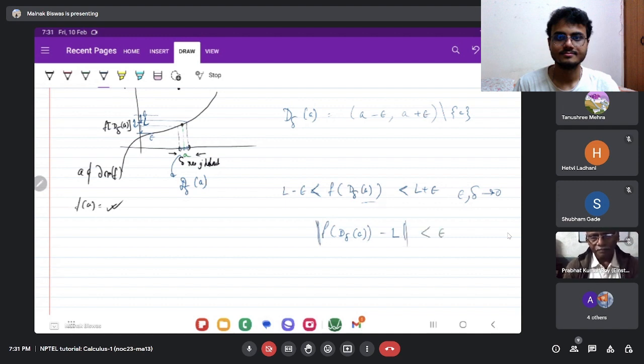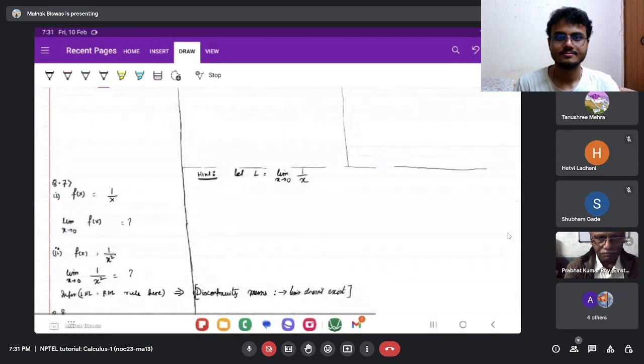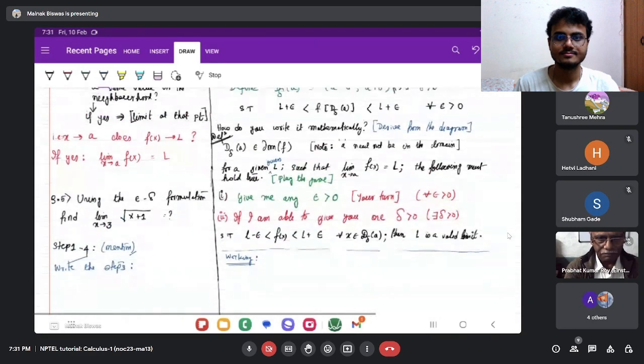So you can write it with a mod. You're saying that in the neighborhood of the point, your function must not jump beyond epsilon. In the delta neighborhood, the function must jump only a very small amount. But now how do we prove things with this formulation? This is the intuition. I have written the game that we will play to prove this. Let's play that game.